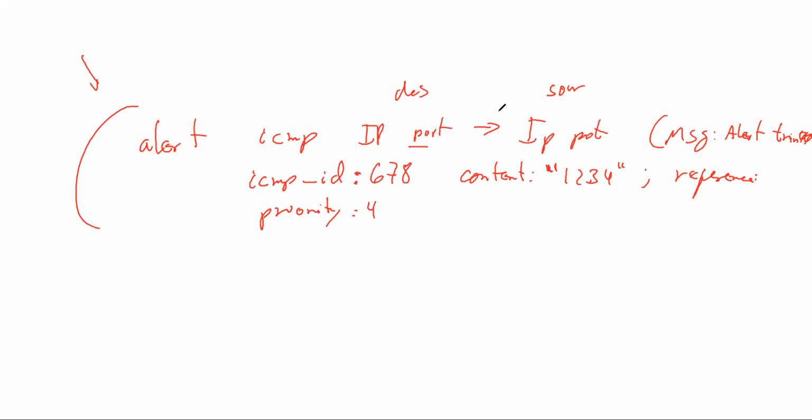Does this make sense, guys, so far? All right, so there will be various signatures and these parameters will change depending on the type of attack that you have, okay? So that's the first thing to understand. So you will take a look at those alerts.